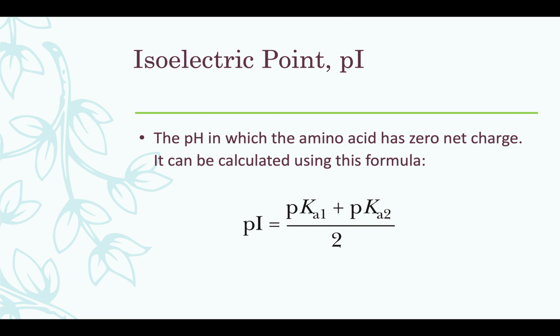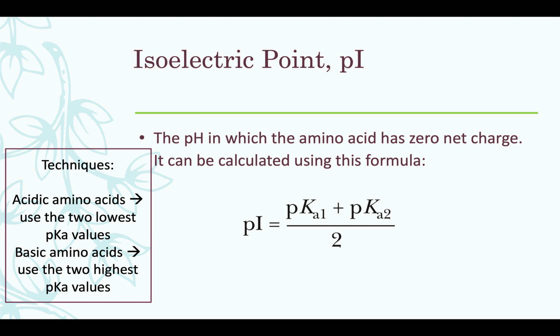Okay, so some technique here, no? For the pI calculation, for acidic amino acids, use the two lowest pKa values. On the other hand, for the basic amino acids, use the two highest pKa values.